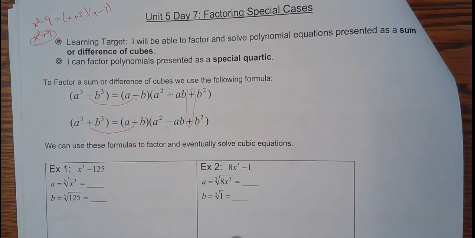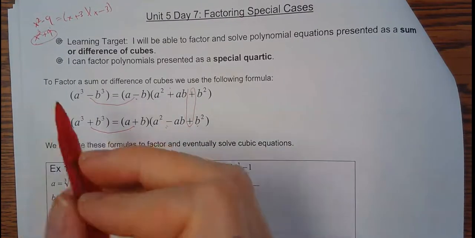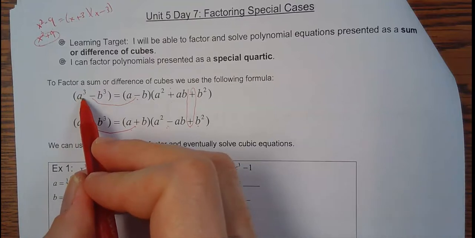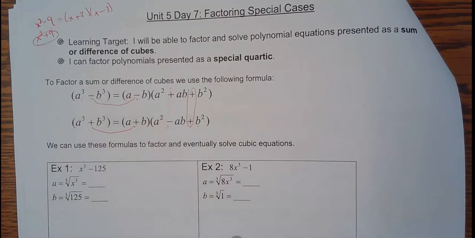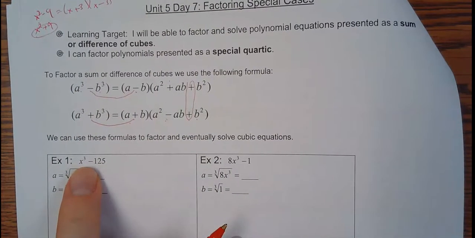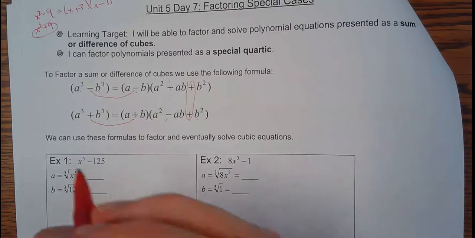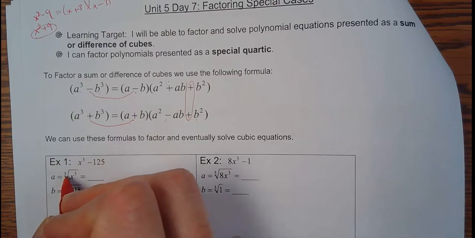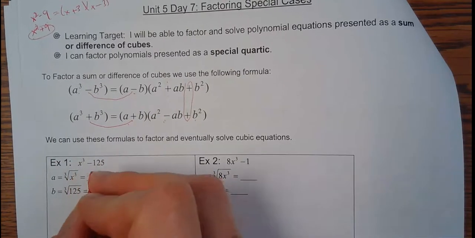The hardest part, though, is trying to figure out what is A and what is B. What is being cubed here and what is being cubed there? So here's an example, x cubed minus 125. First off, what is being cubed when I say x cubed? That almost seems like a trick question, but how we figure it out is to cube root it.